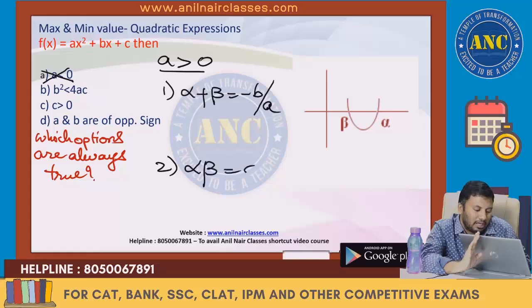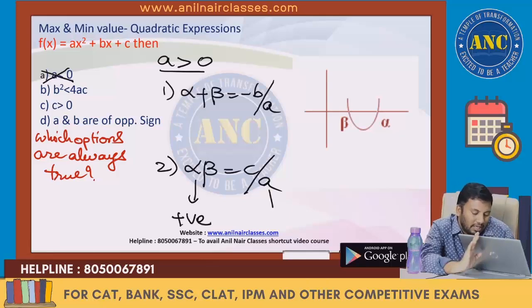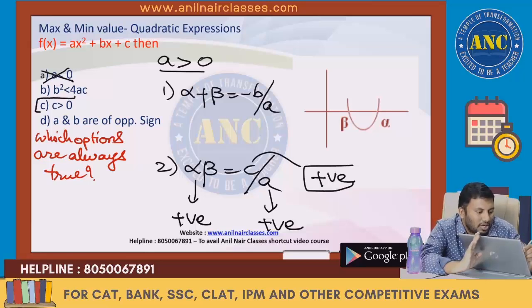Alpha beta is c by a. Alpha here is positive, beta is positive, so this is positive. A is anyway greater than 0, it is positive. So C should be positive. Am I right? C is greater than 0.